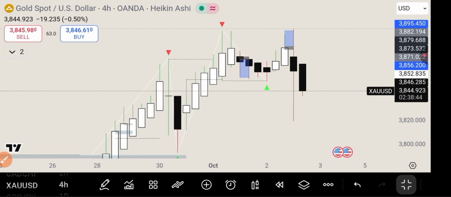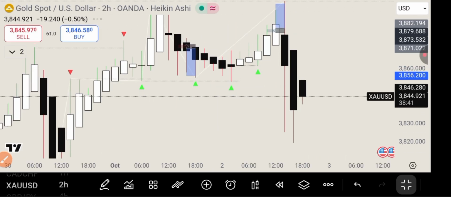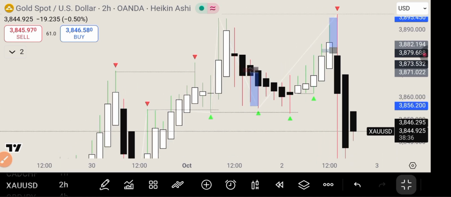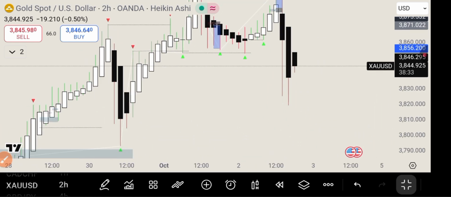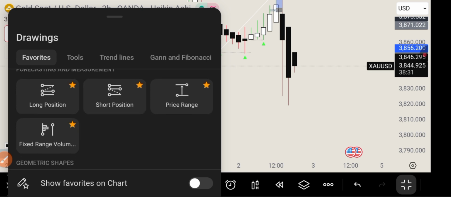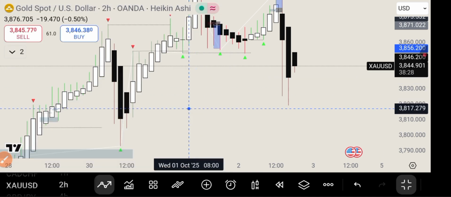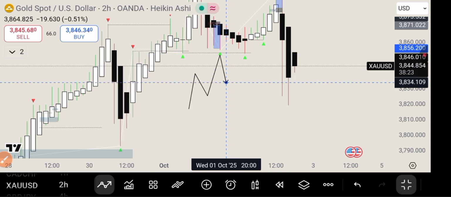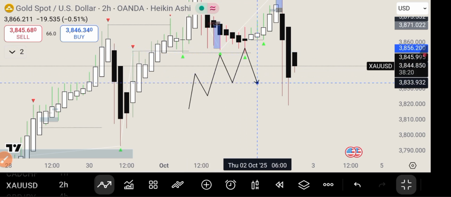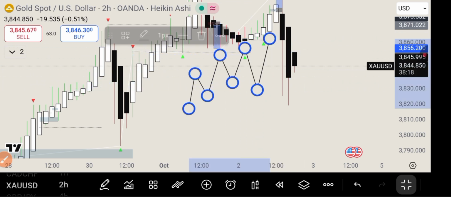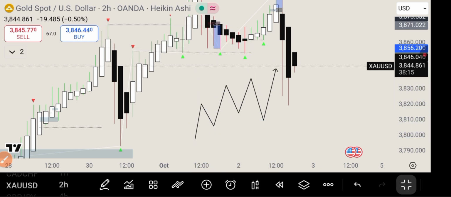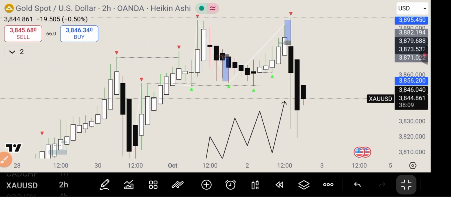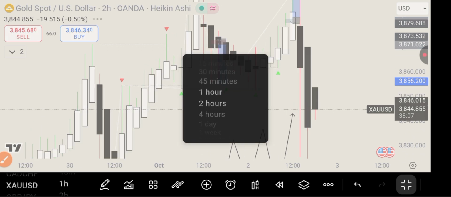Then I moved down to the 2-hour time frame. On the 2-hour time frame, I can see that we are having this kind of market structure liquidity pattern. If you guys watched my previous video, you know what I'm talking about. This liquidity pattern right here on the 2-hour time frame is the type of market structure liquidity pattern that gold is trying to give me.